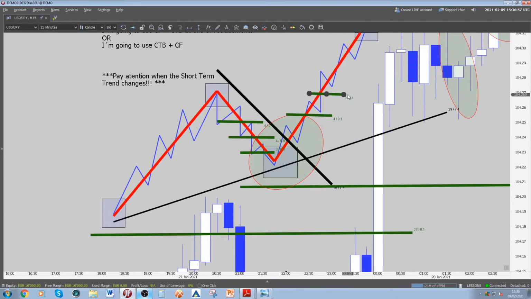Scalpers and intraday traders would enter here, enter here, enter here. Make sense? We cannot generalize, everybody. Oh, swing trader is better than scalper, or scalper is better than swing trader, or intraday trader is the best. All of these different strategies and trading styles have pros and cons. Make sense?